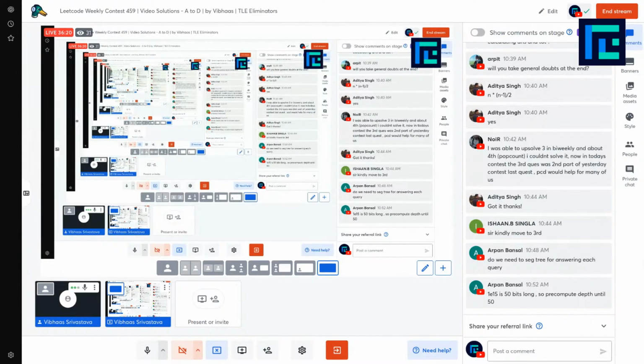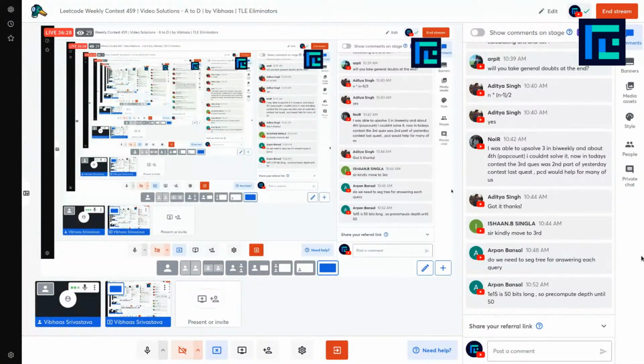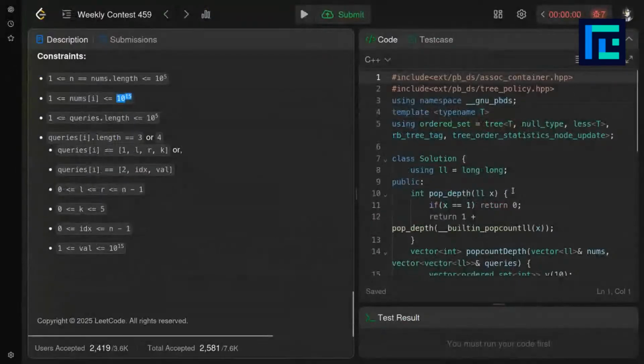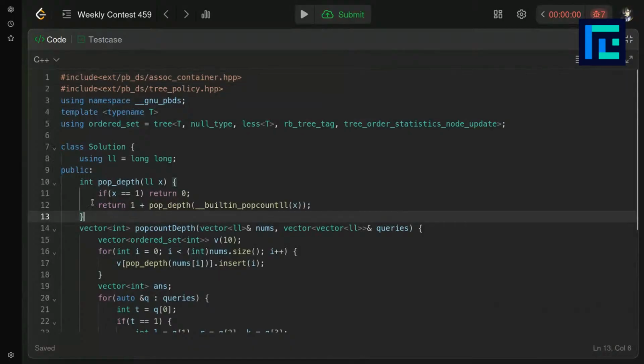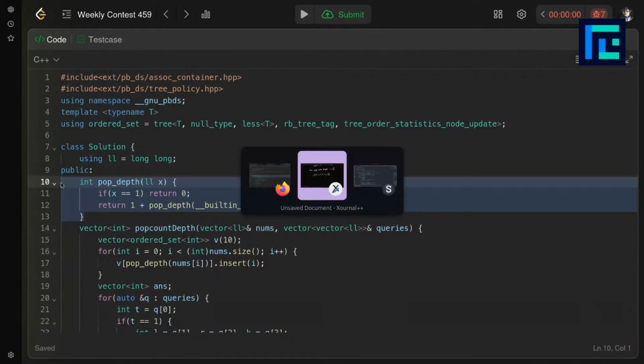You don't need up to 50, by the way. You need only up to 5. And I'll tell you why you need 5. You can also pre-compute depths up to 50, but there's no reason. All you need to do is implement directly. So the way I implemented pop count depth was using this function, int pop depth. If x equals 1, return 0. Otherwise, return 1 plus pop count depth of pop count of x. So this is how you can implement the pop count depth function for yourself.